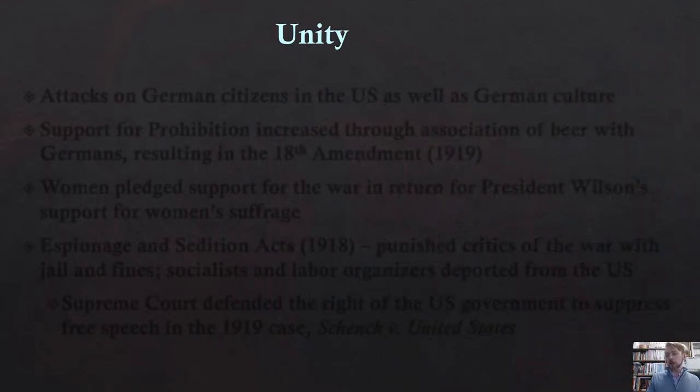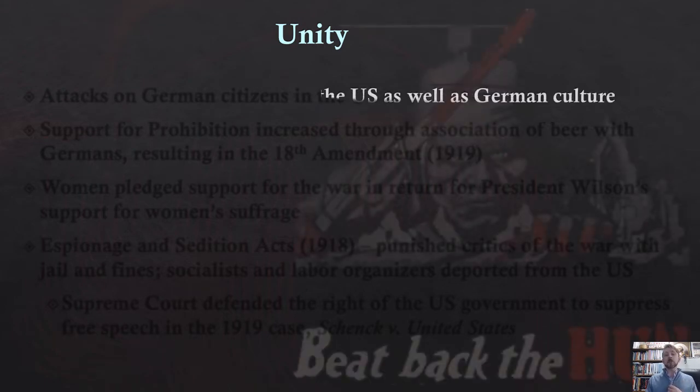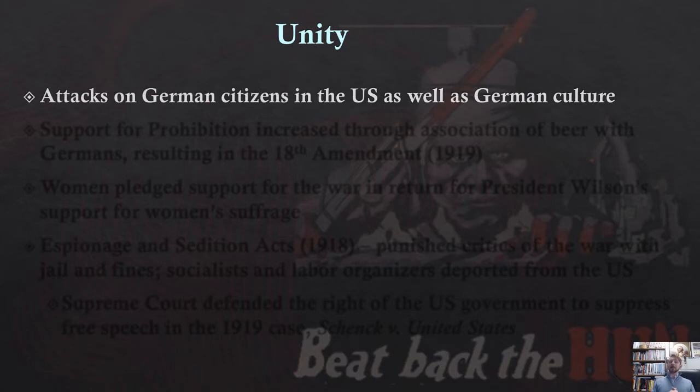Americans were also encouraged to be unified during the war effort, in the idea that attacking Germany required all Americans to work together. And so we need to be united as a people. The easiest way to unite a group of people is through a common enemy. So attacks on German citizens and German culture were supposed to encourage Americans to hate the Germans. Germans, nein, they're very bad.